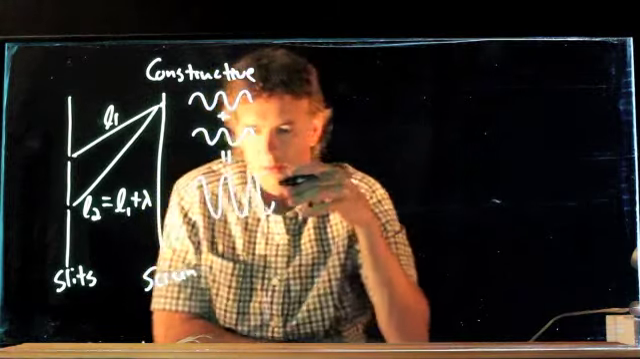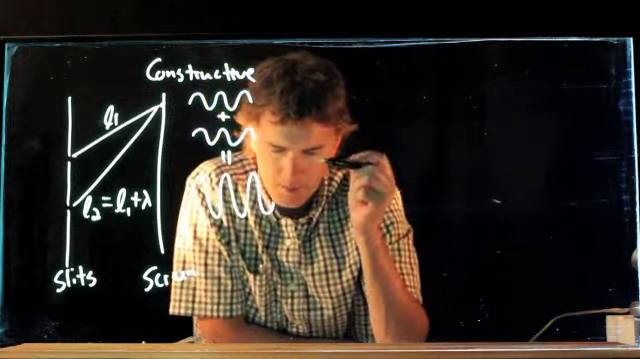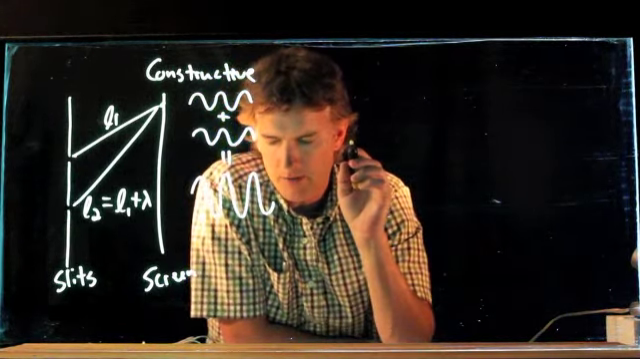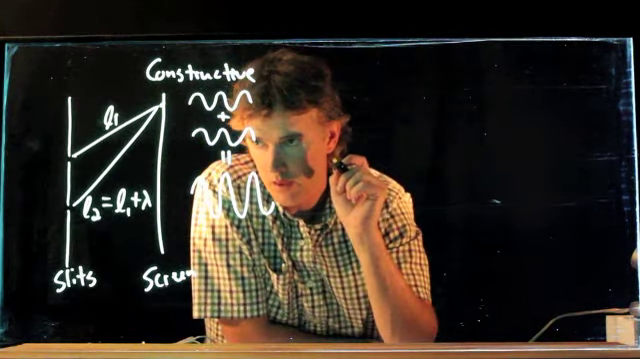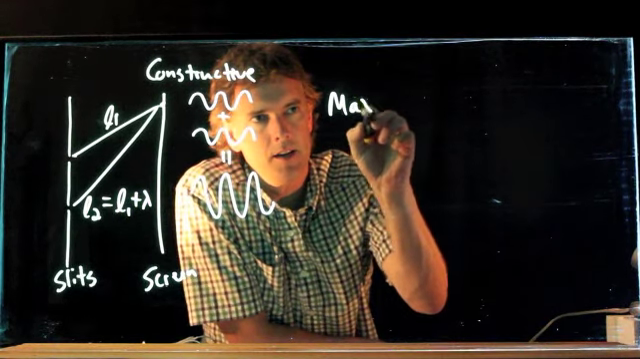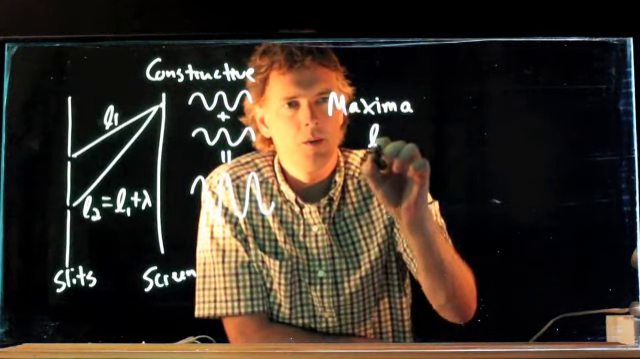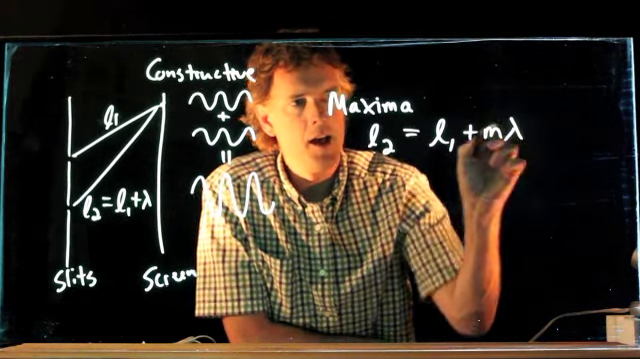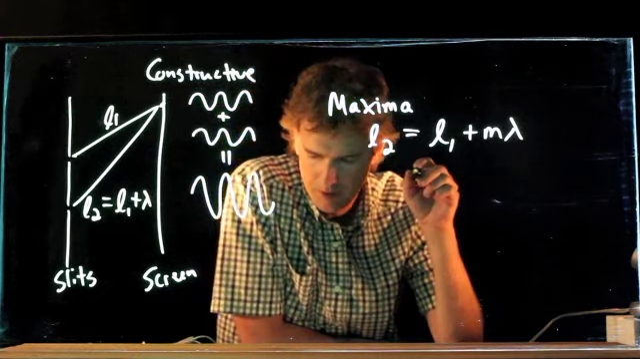So you kind of see what's going on here. We had a maximum, then we went to a minimum, then we went back to a maximum. And indeed, if you think about where the maxima are, anytime you add another wavelength of distance to L2, you're going to get a maximum. And so there's a nice little equation that we can write down. L2 is equal to L1 plus m times lambda. That's where all the maxima are on the screen.